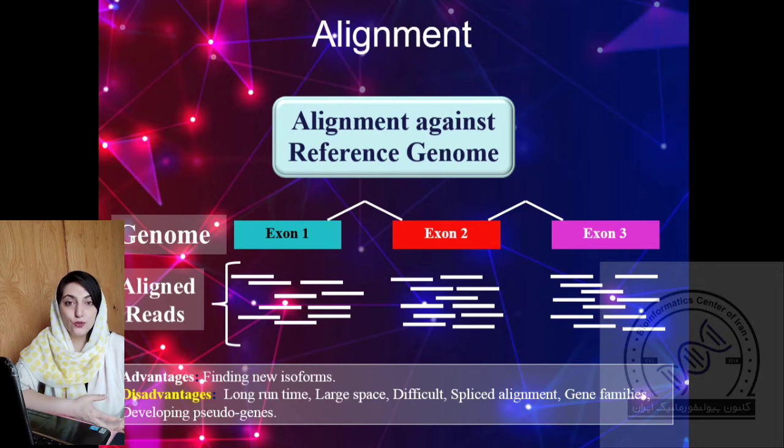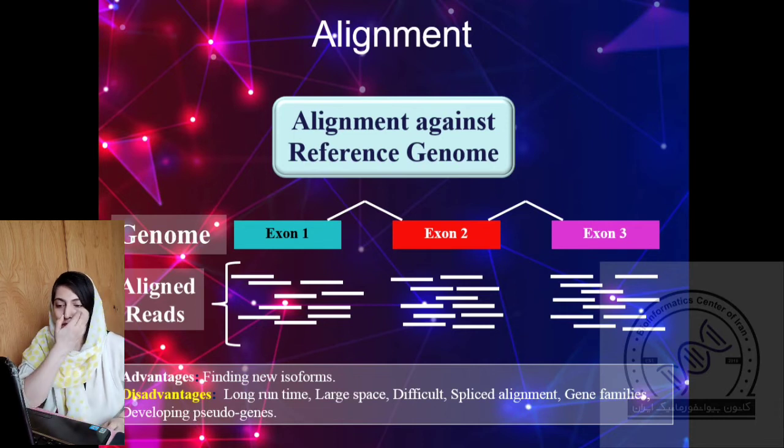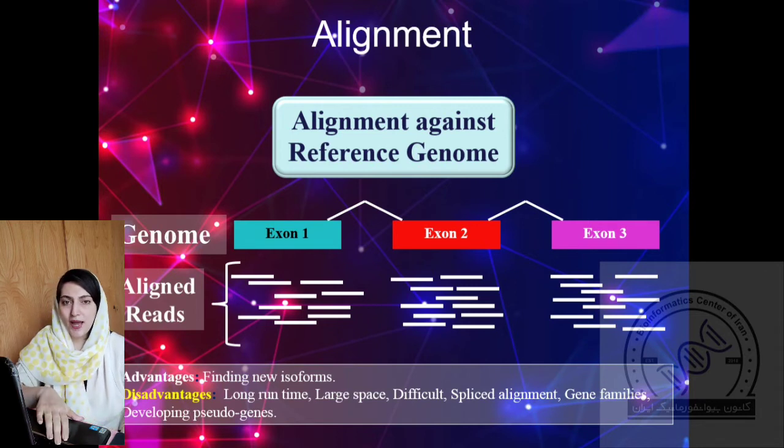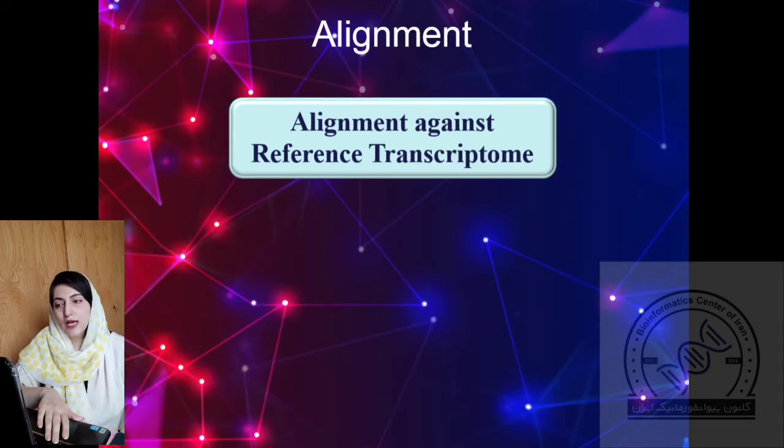align to the whole genome. For example, let's say some of the short reads align to an intron, but the intron wasn't in the gene and it wasn't an alternative splicing. So what would we do? These are some issues. And people who are looking for, let's say, specific genes somehow prefer to use alignment against the reference transcriptome.